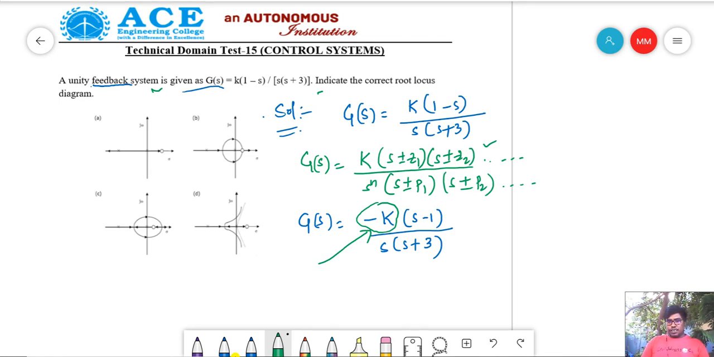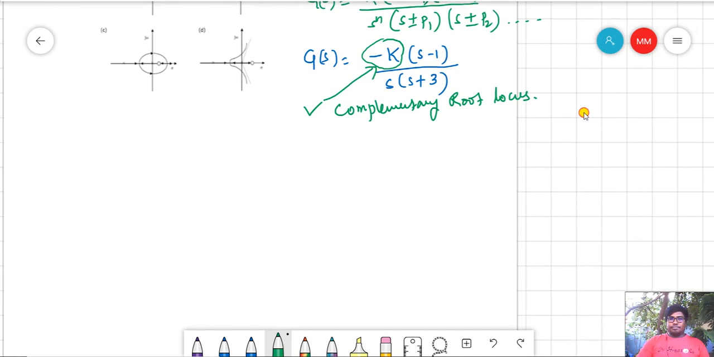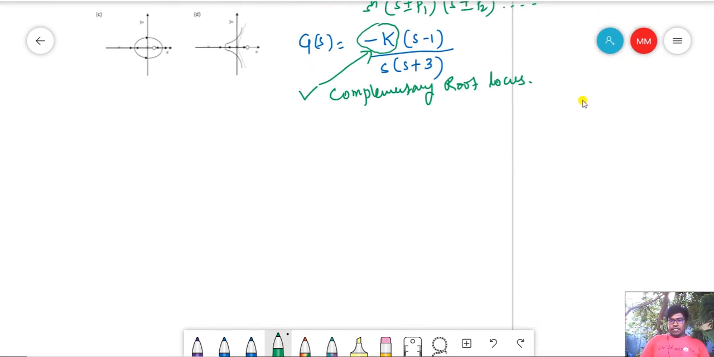Through the transfer function we draw the complementary root locus. So in this case it is a complementary root locus. Before solving this problem, we will see the differences between direct root locus and complementary root locus.